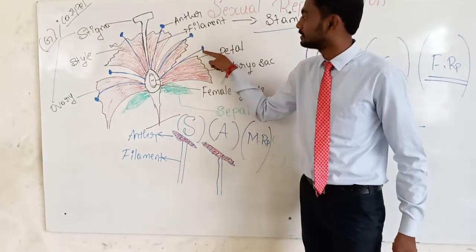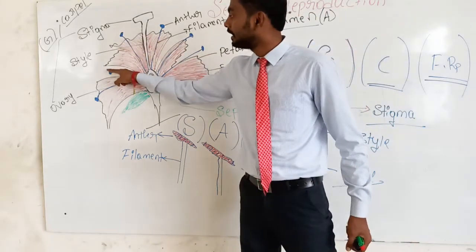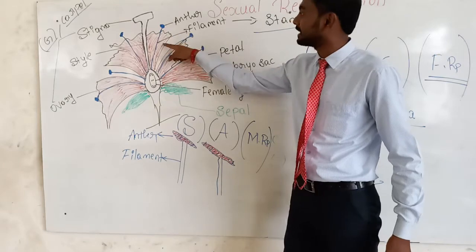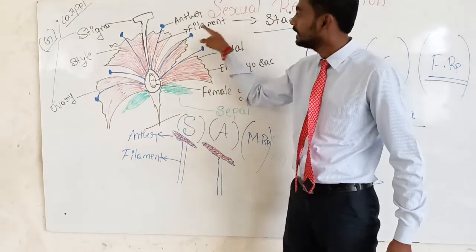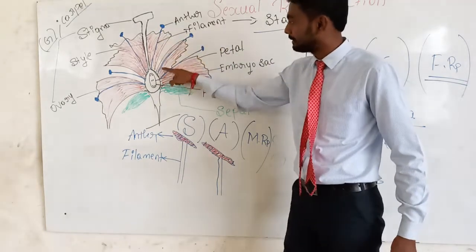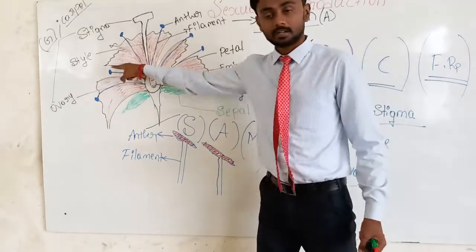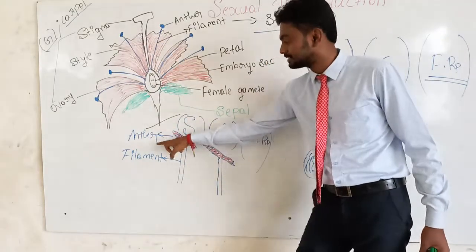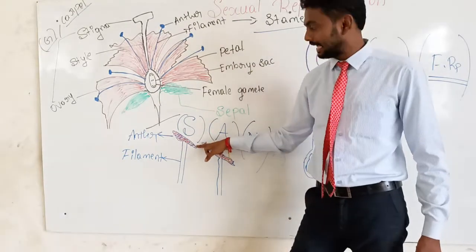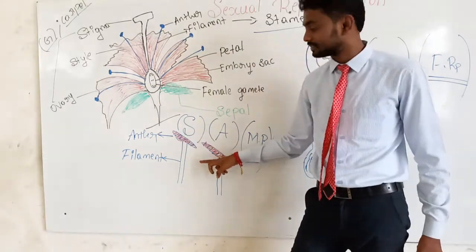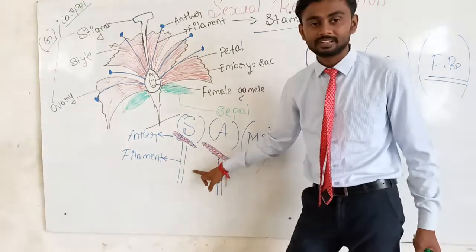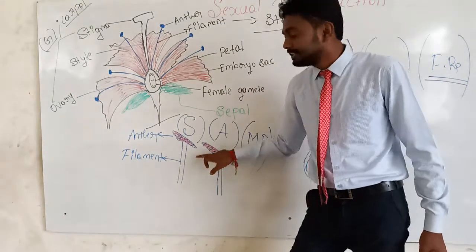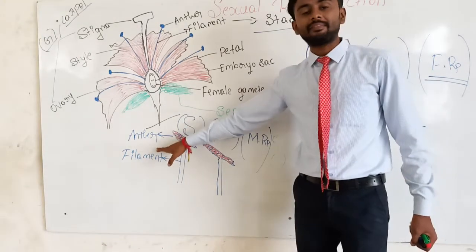These are anthers. Clear? You can see the base of the anther. You can see the filaments. Clear? In this stamen, you can see that the top portion is the anther. You can see the base of the anther, that is the filament.